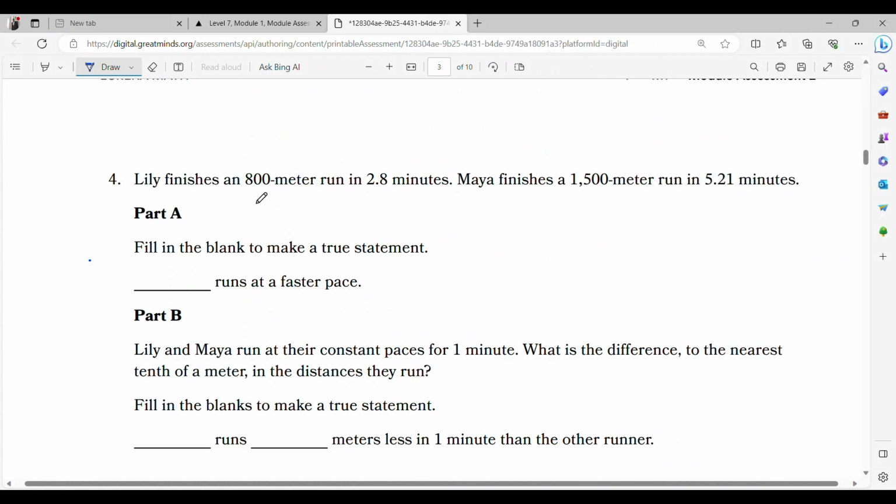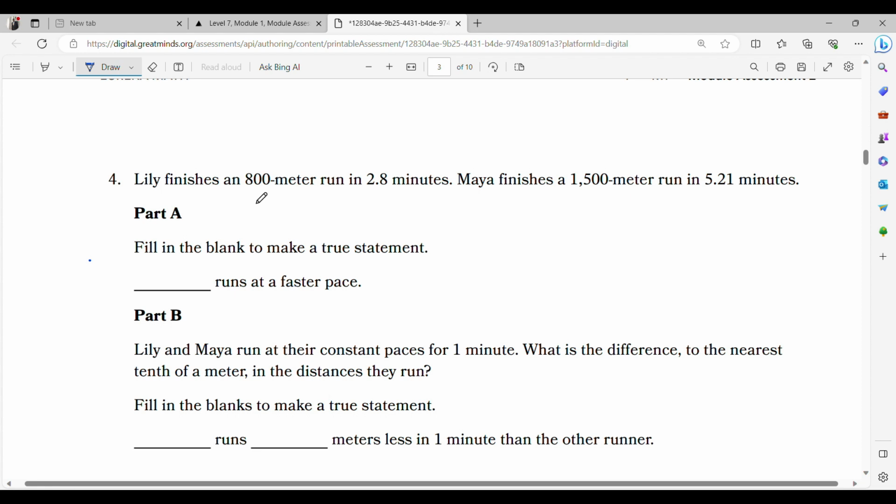Lily finishes her 800-meter run in 2.8 minutes. Maya finishes her 1,500-meter run in 5.21 minutes. Fill in the blanks to make the statement true. Blank runs at a faster pace. Let's see who runs faster.